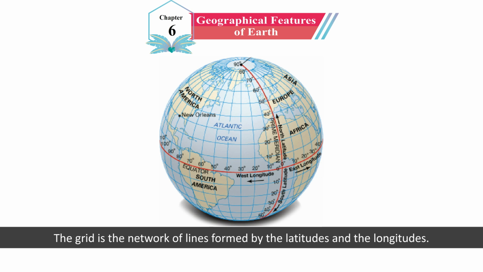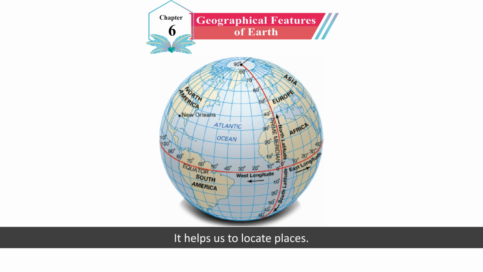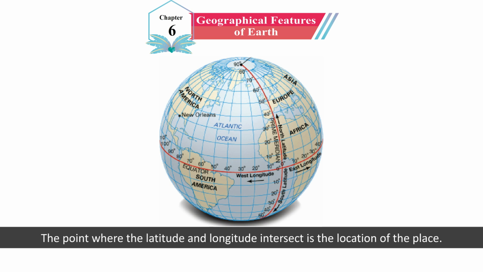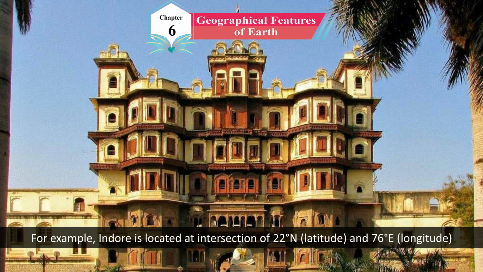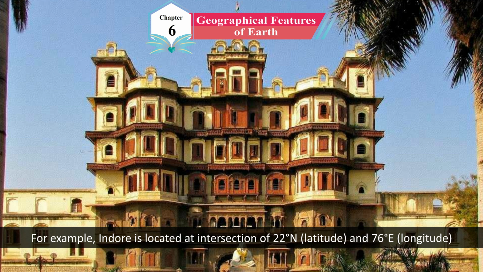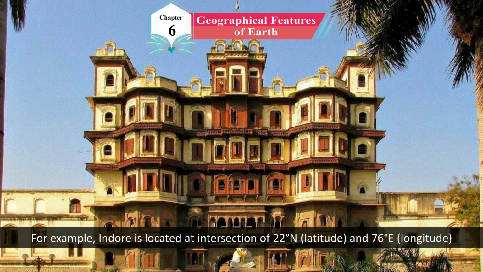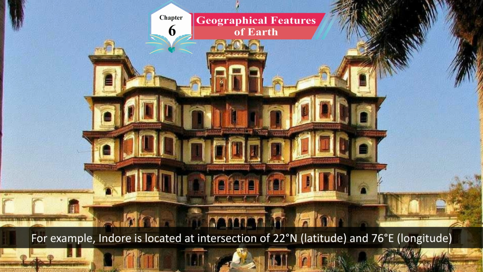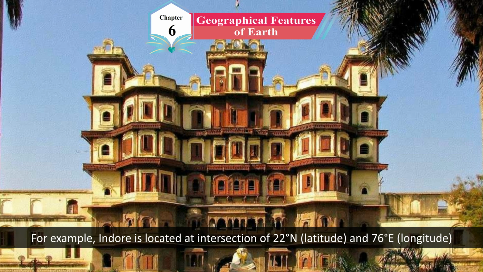Grid. The grid is the network of lines formed by the latitudes and the longitudes. It helps us to locate places. The point where the latitude and longitude intersect is the location of the place. For example, Indore is located at the intersection of 22 degree north latitude and 76 degree east longitude.